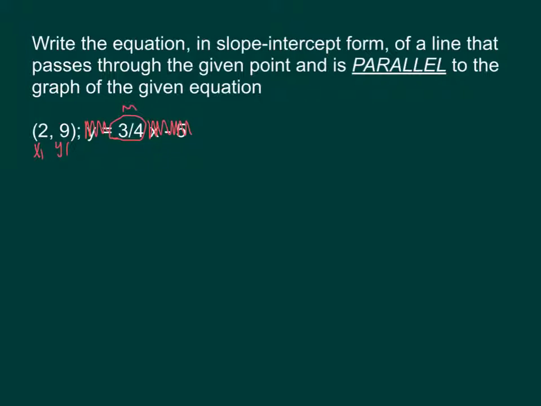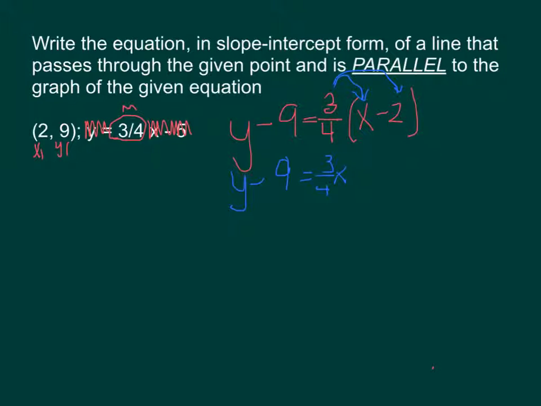So now I'm going to plug it in to my point slope formula. Y minus 9 is equal to my slope, which is 3/4, times x minus 2. Next step is to distribute the 3/4. So y minus 9 equals 3/4 x minus 6/4. But wait, we can reduce 6/4 to be 3/2.